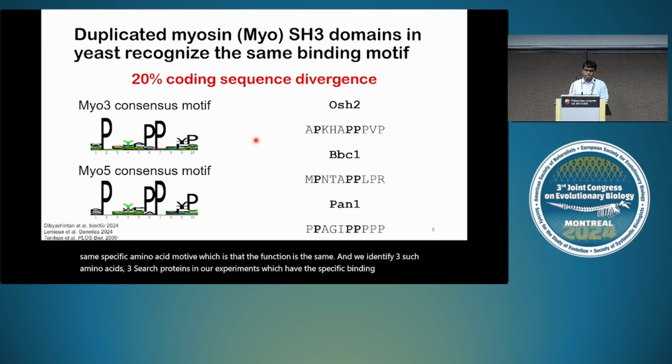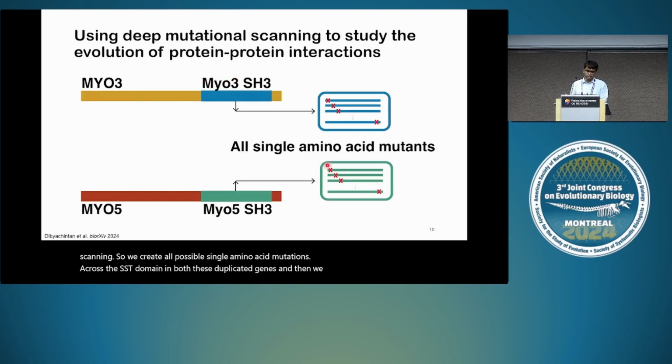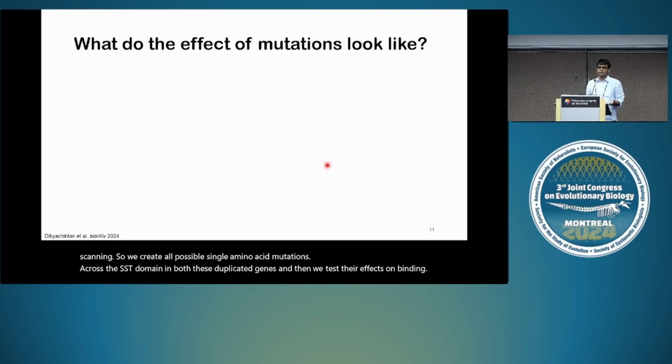And the way we test the effect of mutations is through an experiment called deep mutational scanning, where we create all possible single amino acid mutations across the SH3 domain in both these duplicated genes, and then we test their effects on binding. So, what do the effects of these mutations look like?